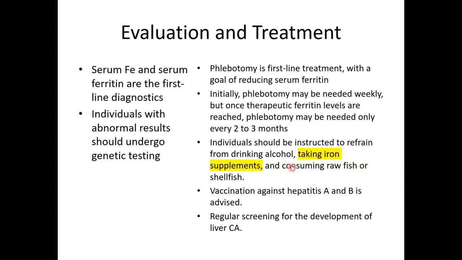Individuals should be instructed to refrain from drinking alcohol. Remember, the liver becomes a real problem here. No iron supplements. They should be avoiding anything with extra iron in them. Avoid consuming raw fish or shellfish, which are high in iron. Vaccination against hepatitis A and hepatitis B is advised because it's a common cause of cirrhosis of the liver, so we don't want them to get hepatitis on top of it. And regular screening for the development of liver cancer is done at least annually for these people, even maybe more.